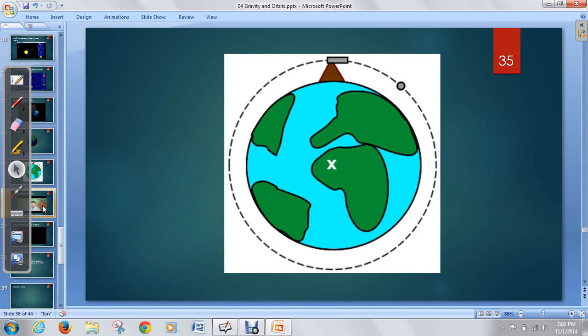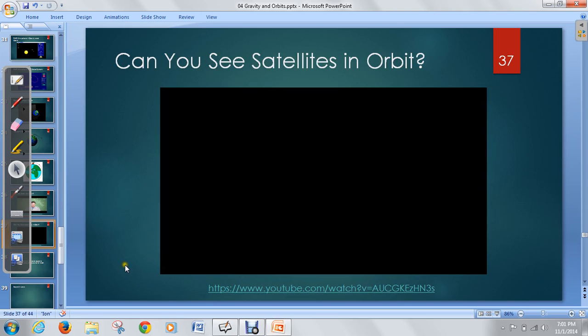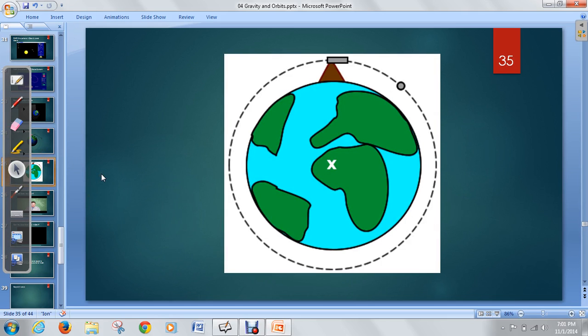We watched a video about how satellites orbit, and we also watched a video about whether you can see satellites in orbit, just for fun. But again, that's the idea. I'm going to go back to this picture. This is the tie-in to centripetal force, gravity, and orbits. We learned how to calculate centripetal force.